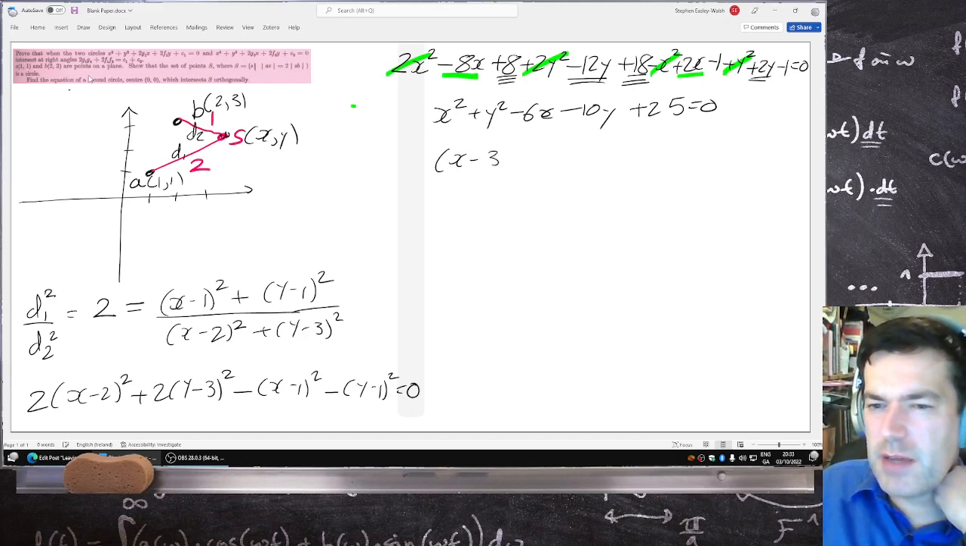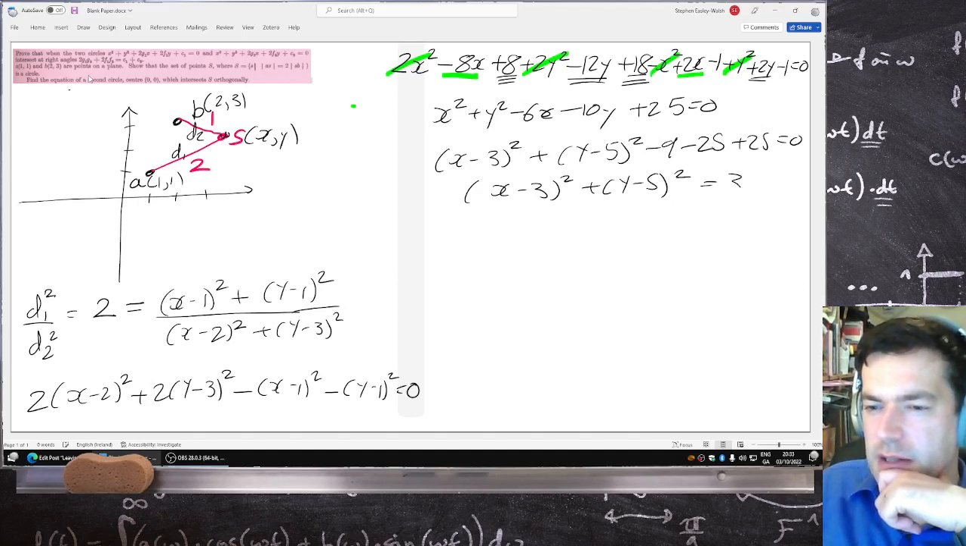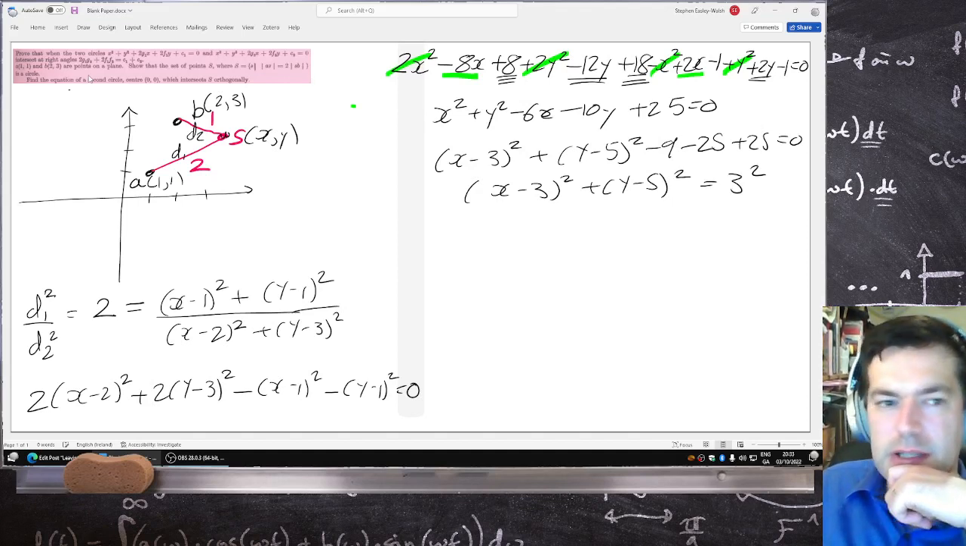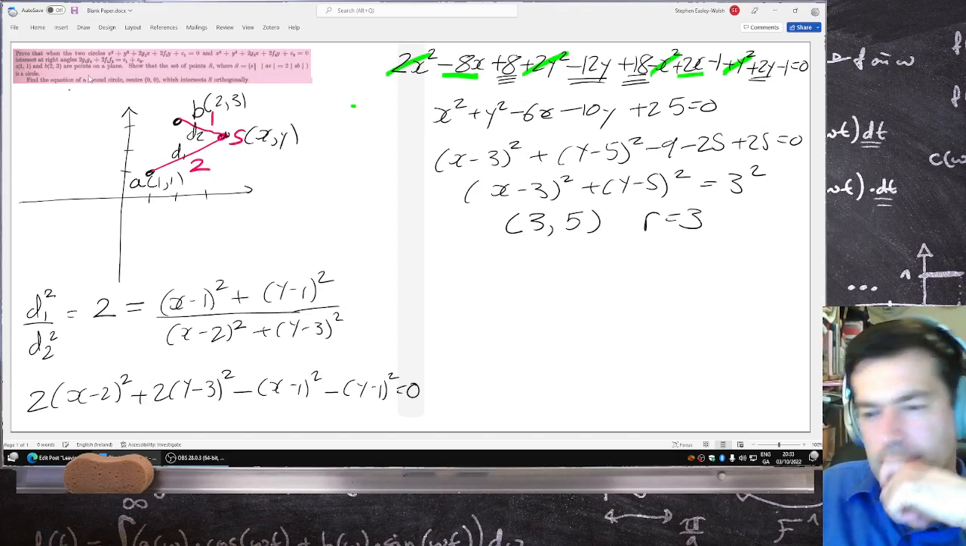So that's (x minus 3) squared plus (y minus 5) squared minus 9 minus 25 plus 25 equals 0. So that's (x minus 3) squared plus (y minus 5) squared equals 3 squared. So that'll be the circle at (3, 5) with radius 3.